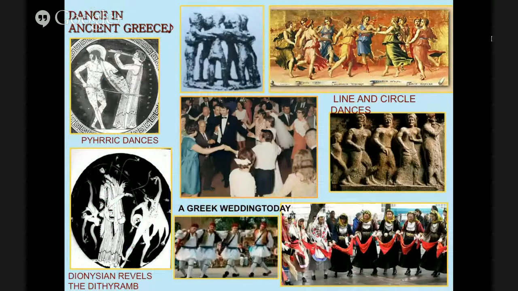Here are some more pictures. You can see on the right-hand side, the second picture down is the line and circle dances. This is a very Apollonian dance. And then on the bottom left-hand side, you have a more chaotic, more sensual dancing of the Dionysian. And the dance in particular that they did to celebrate Dionysus was the Dithyramb. The Dithyramb was sort of, I don't know, like a giant rave would be today.